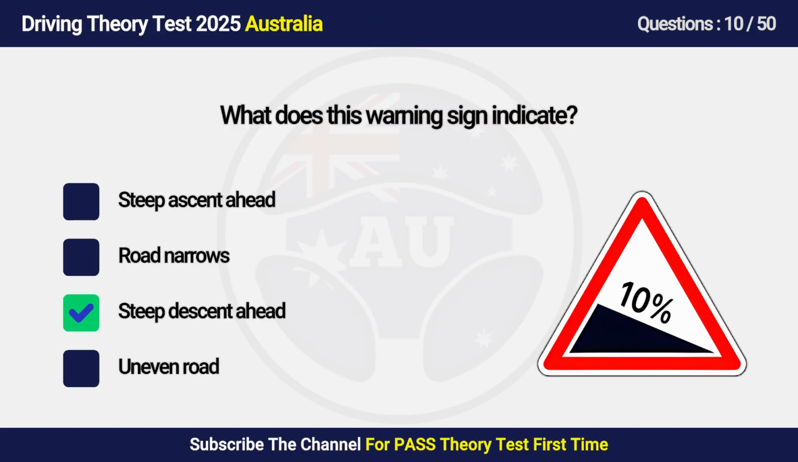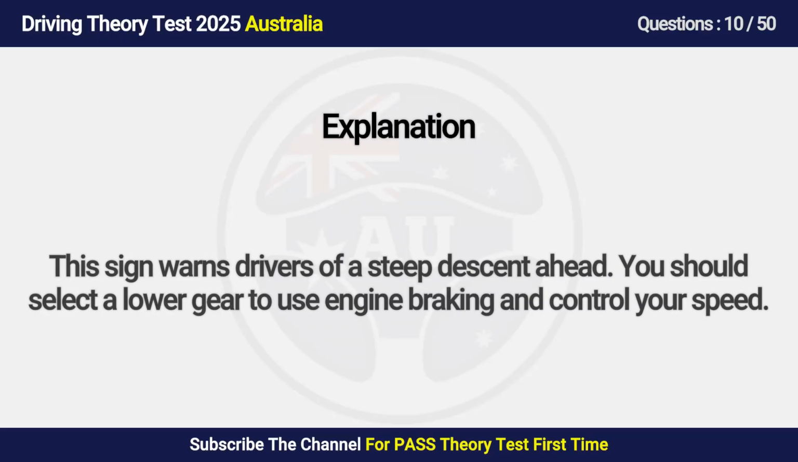Answer is C, steep descent ahead. This sign warns drivers of a steep descent ahead. You should select a lower gear to use engine braking and control your speed.